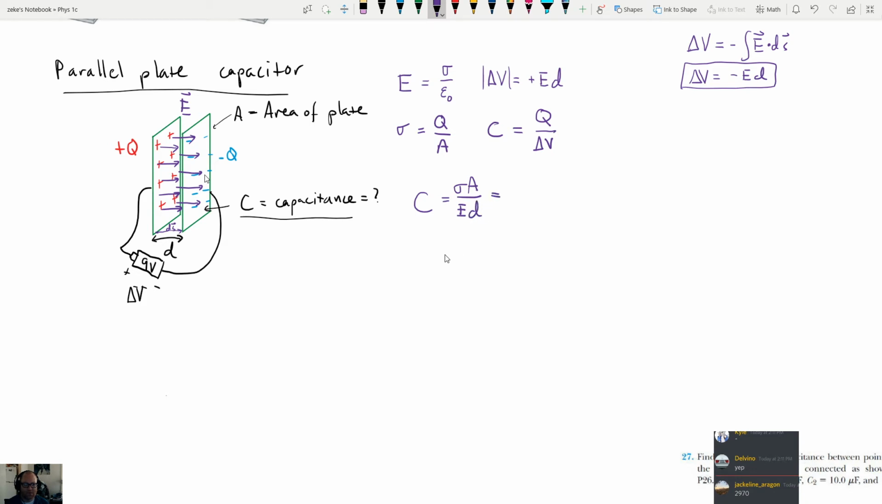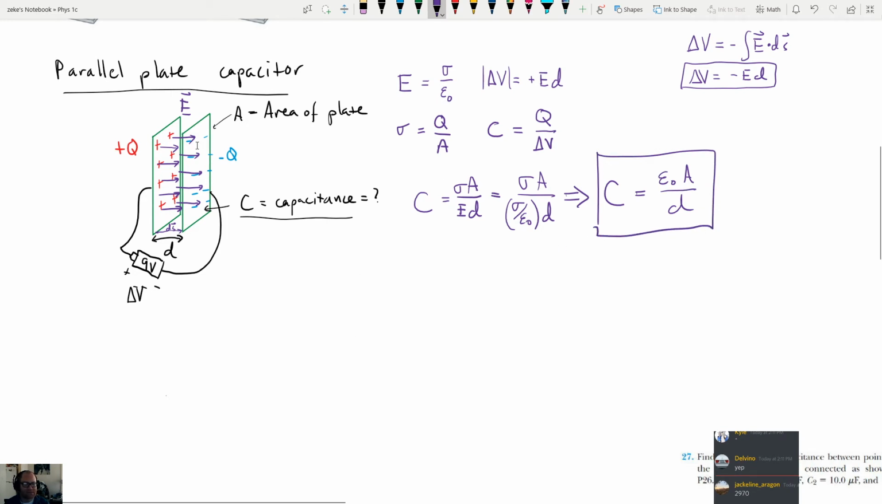And now we can actually replace E with sigma over epsilon naught. So we have sigma A divided by, replace the E with sigma over epsilon naught times D. The sigmas cancel, which is really nice. And we end up getting as a final result that the capacitance of this capacitor is equal to epsilon naught times the area of the plates divided by the distance between the plates. Nice, simple result.